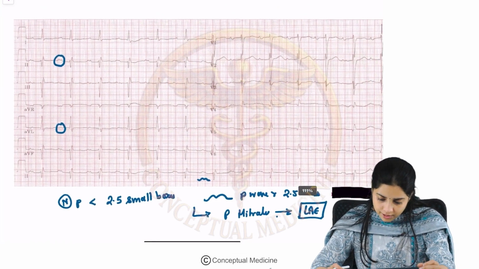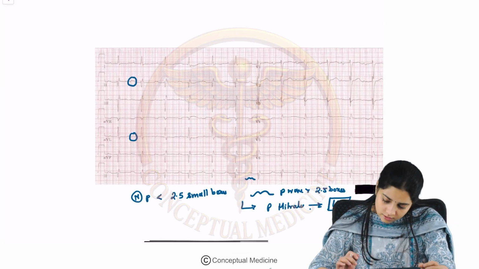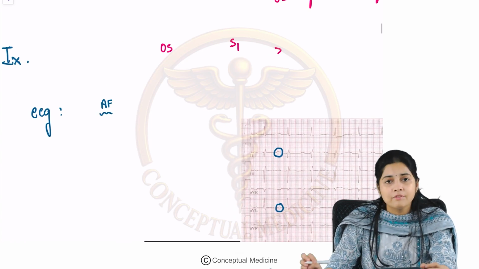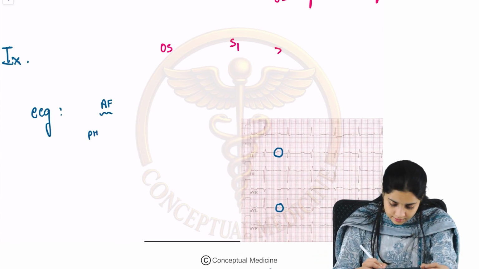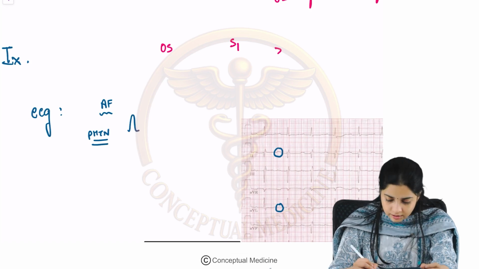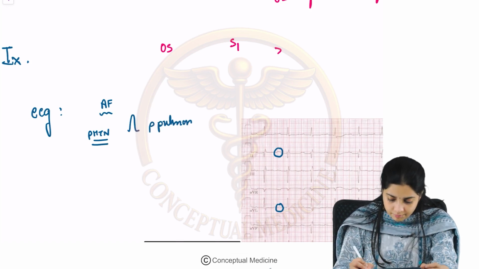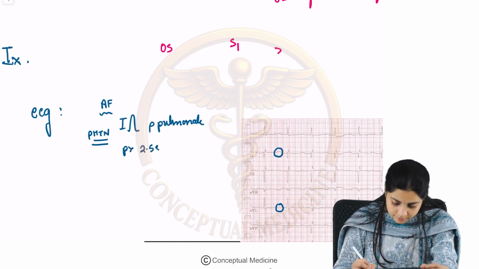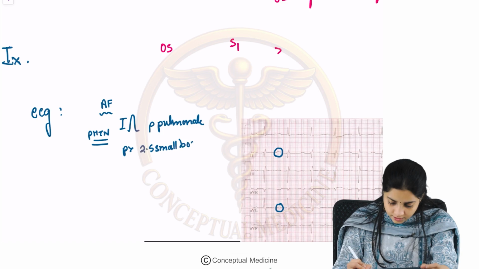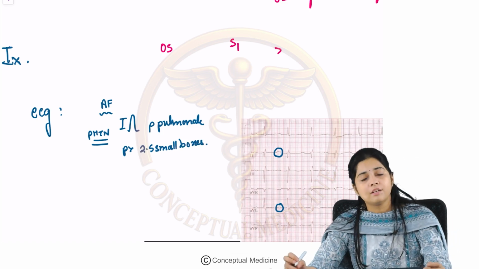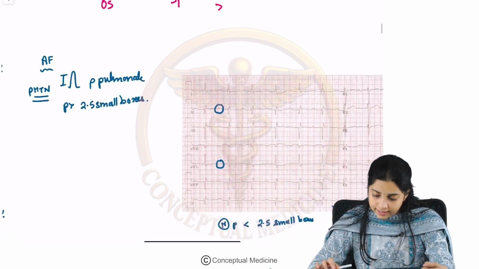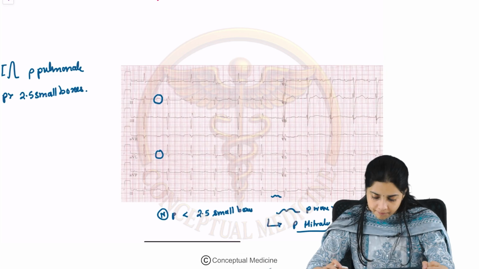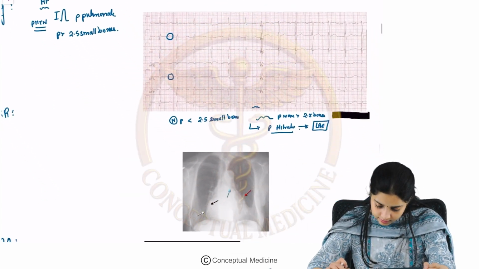Apart from this, what are the other ECG changes that you would find? You can find atrial fibrillation. With the development of pulmonary hypertension, you can find signs of P pulmonale as well. P pulmonale means that the height of the P wave is more than 2.5 small boxes. You can have P pulmonale as well with the development of pulmonary hypertension, but the characteristic ECG finding is your P mitral. Okay, fine. Now let us look at the chest X-ray.